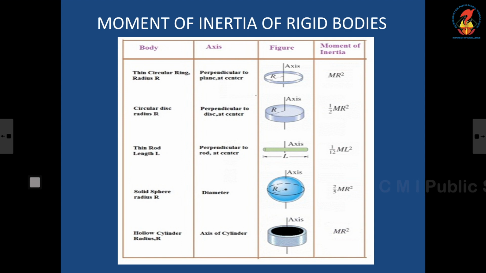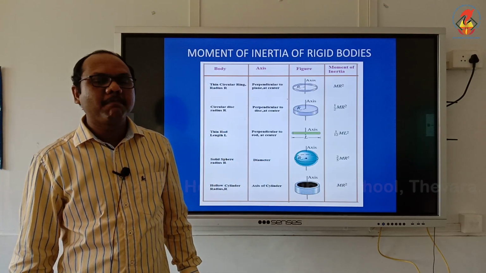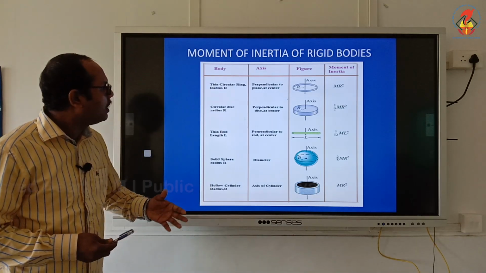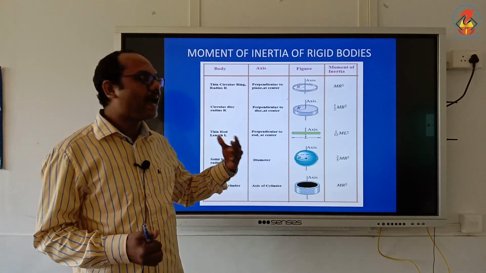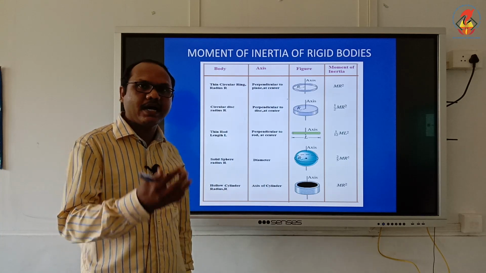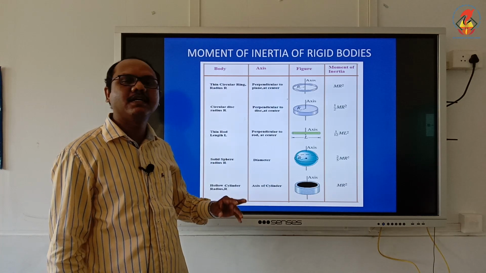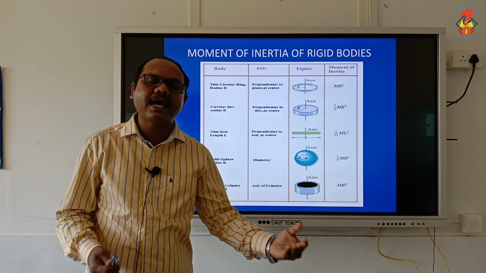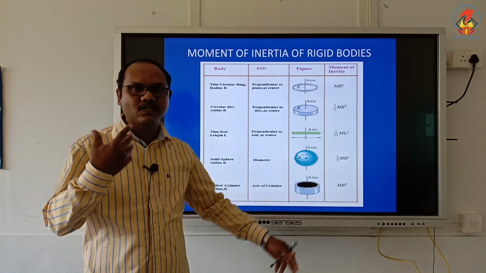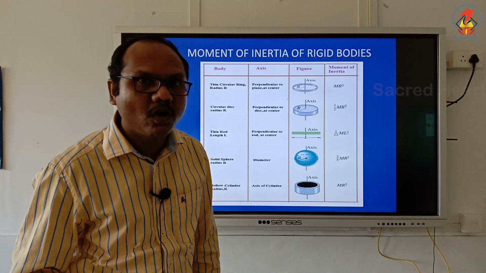You have to learn all these things by heart. In the exam, we will be giving questions like this. For a thin rod, if the axis is perpendicular to the rod at the center, what is the moment of inertia? And you will be given 4 options. You have to select that. Similarly, for a solid sphere whose axis of rotation is about the diameter, what is the moment of inertia? 2 by 5 mr square. So like that you have to learn, you have to memorize it. Okay.